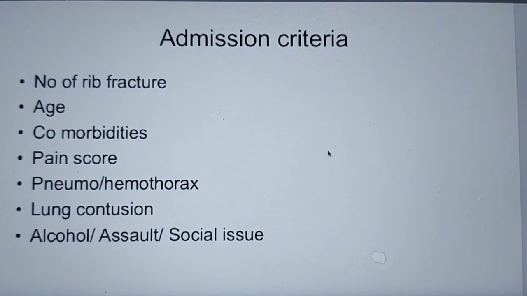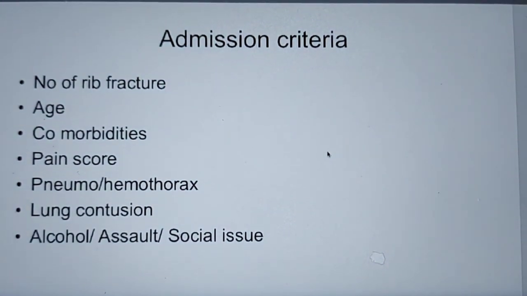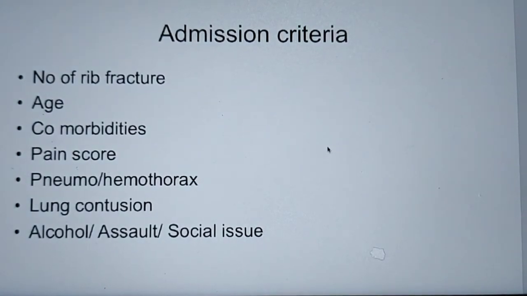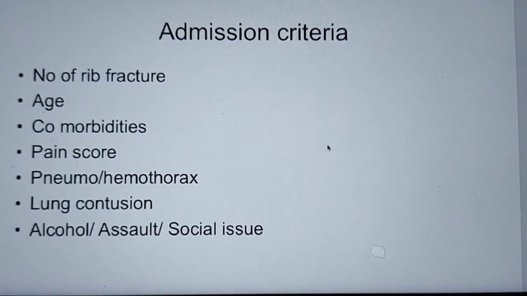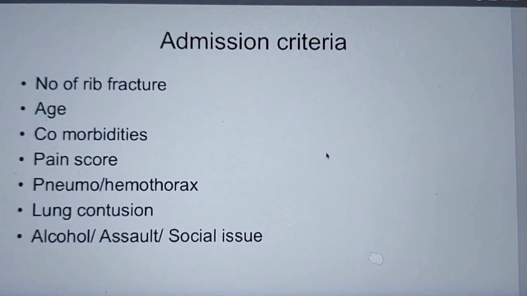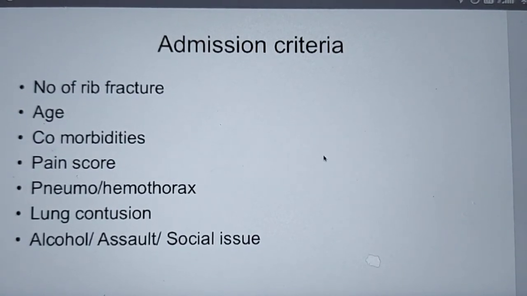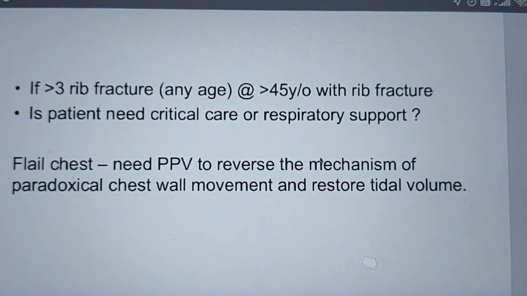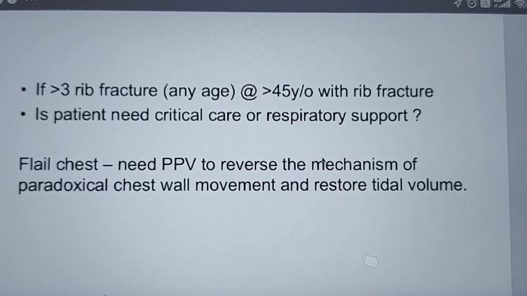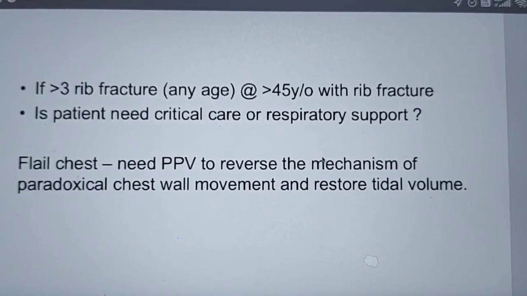I will explain later. The admission criteria are basically on these details: number of rib fractures, age of the patient, comorbidities, pain score, this is the dynamic pain score, which we assess during coughing and breathing. So if the patient has pneumothorax or hemothorax, lung contusion, or is under alcohol influence, or came with assault or any social issue. If more than 3 rib fractures at any age, or more than 45 years old with rib fracture, we admit the patient. But usually in here, if the patient has more than 2 rib fractures, we admit for observation and management. And if the patient needs critical care or respiratory support, of course we admit the patient.